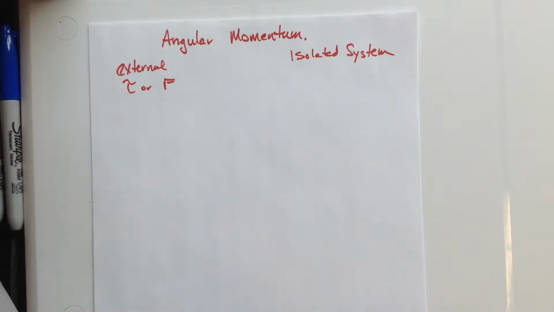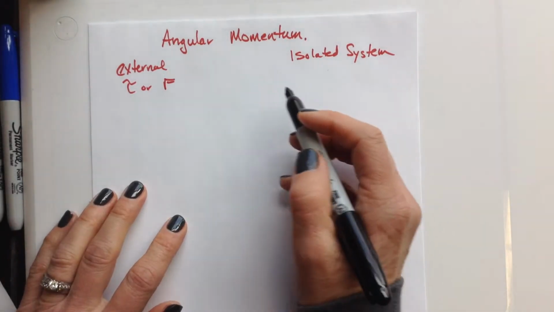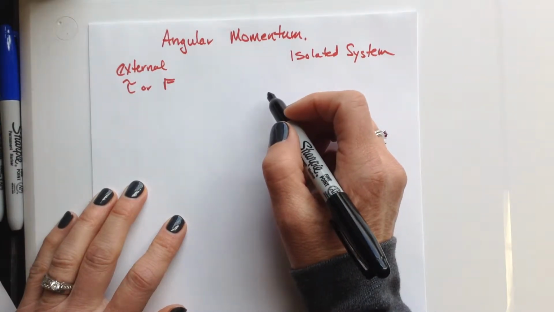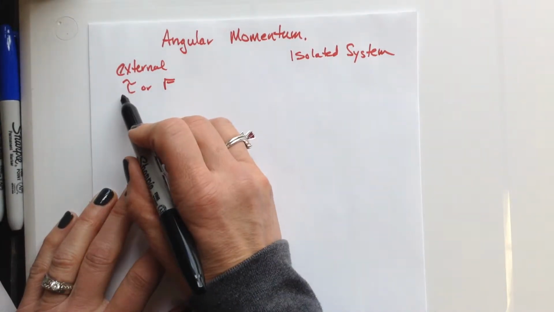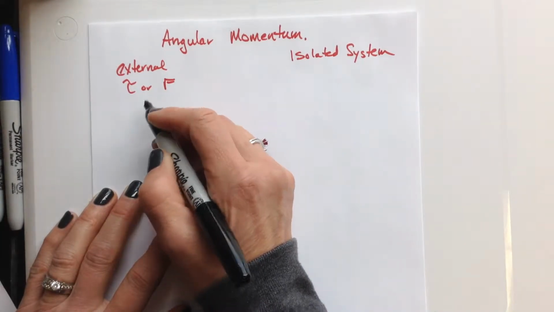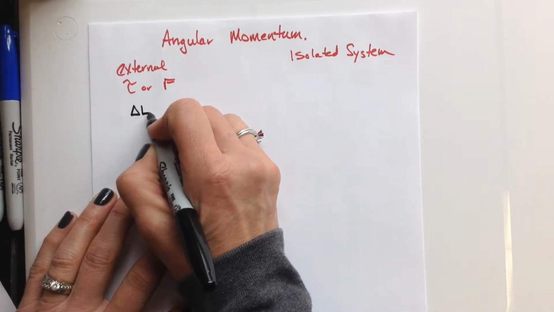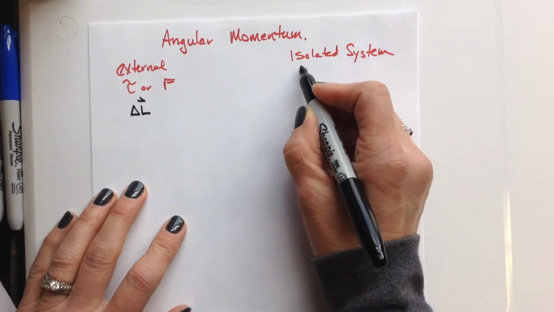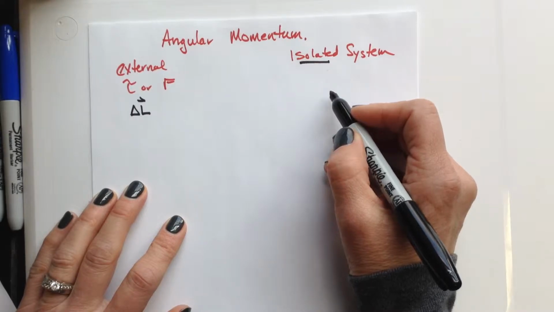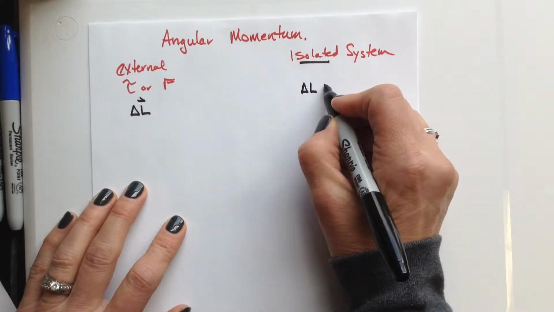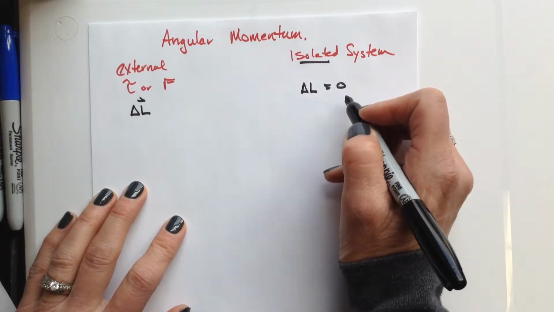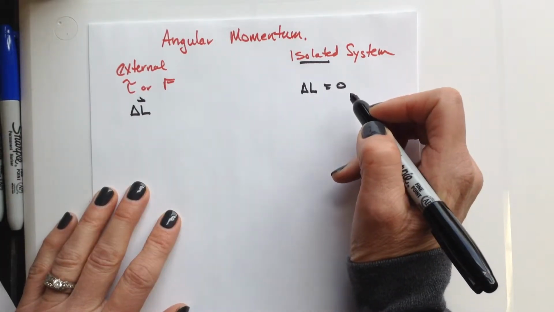Okay, this video is to serve as a quick review of angular momentum. So angular momentum, we look at it just like linear momentum from two perspectives. One, looking at if we have an external torque or force acting on a system, then we have a change in angular momentum. Or if we have an isolated system where there are no external torques or forces, then we know that the change in the momentum will be equal to zero. So total momentum before equals the total momentum after, just like linear momentum.